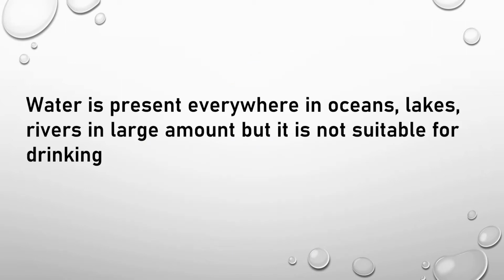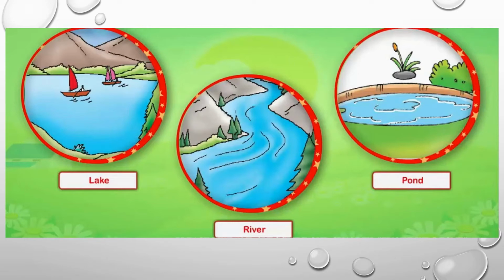Water is present everywhere in oceans, lakes, rivers in large amount, but it is not suitable for drinking. Student, it is unsafe to drink water directly from lakes, ponds, streams and rivers, as these open sources contain bacteria. Student, if you consume any of their contaminants, you can fall sick. This can cause symptoms like diarrhea, weight loss. And student, we also cannot use ocean water. Ocean water is toxic to humans.